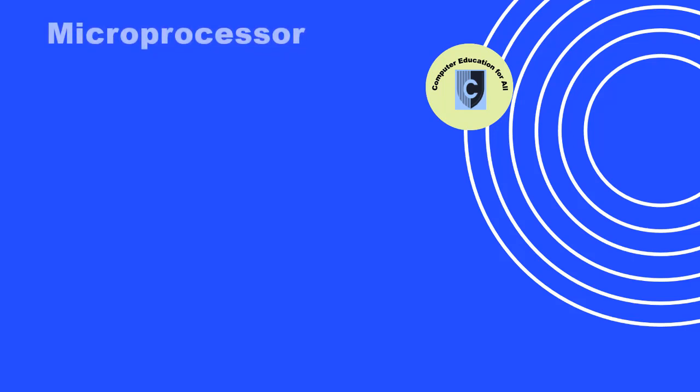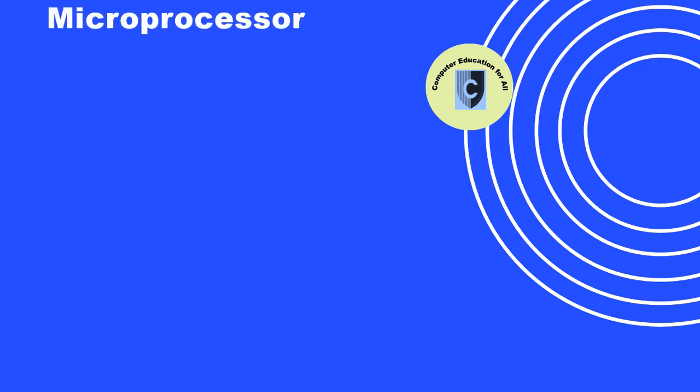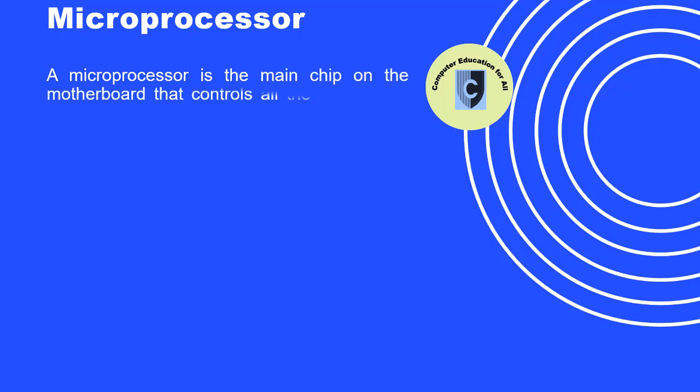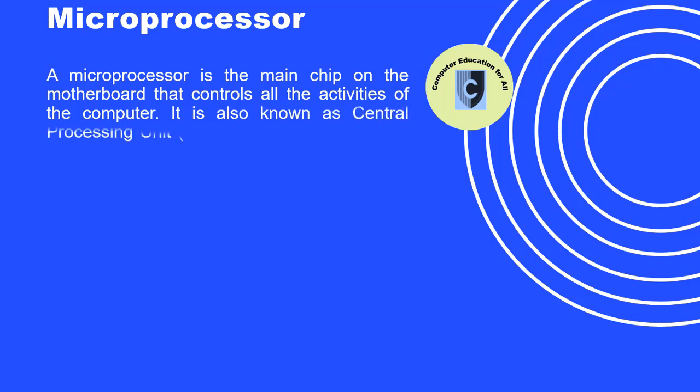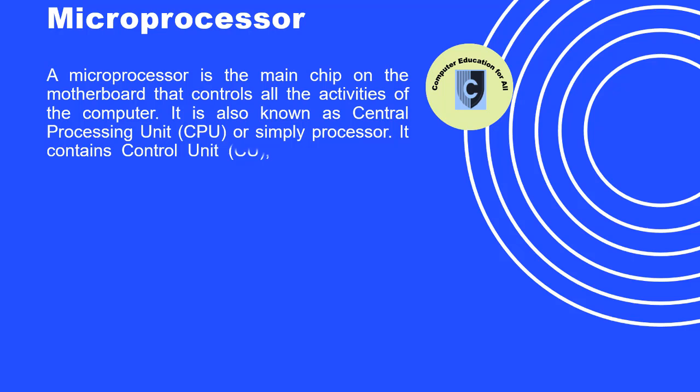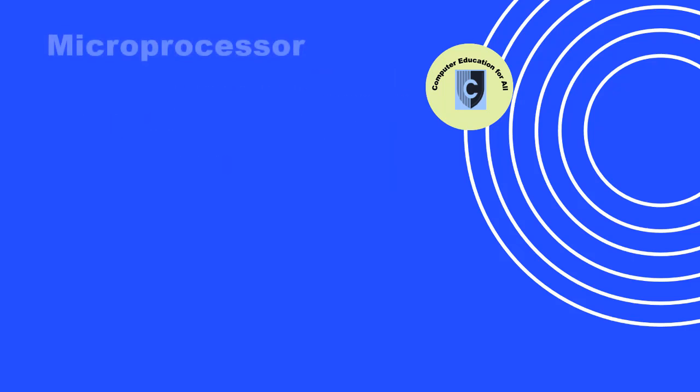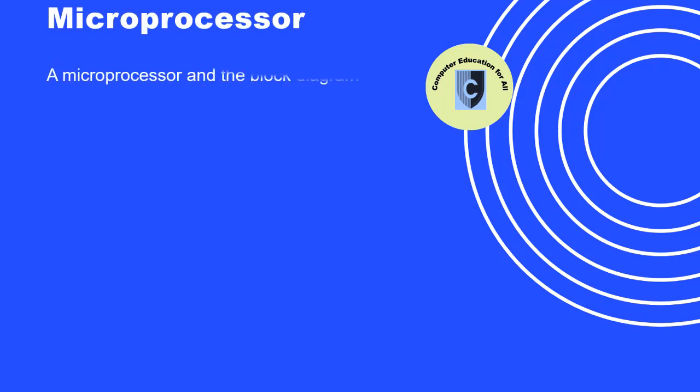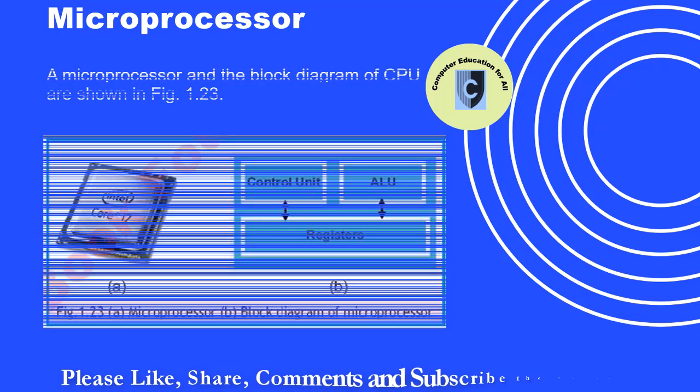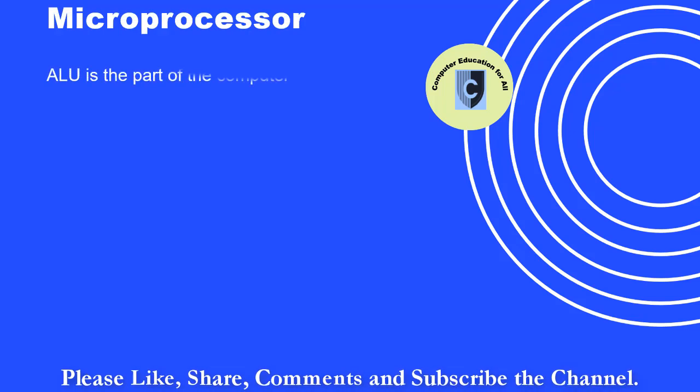Microprocessor. A microprocessor is the main chip on the motherboard that controls all the activities of the computer. It is also known as Central Processing Unit (CPU) or simply processor. It contains the control unit (CU), arithmetic logic unit (ALU), and registers. A microprocessor and the block diagram of CPU are shown in Fig. 1.23.